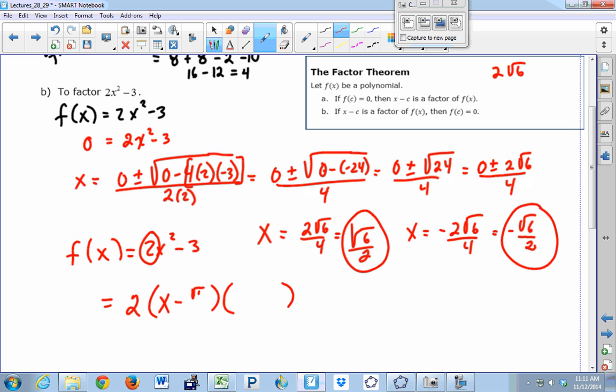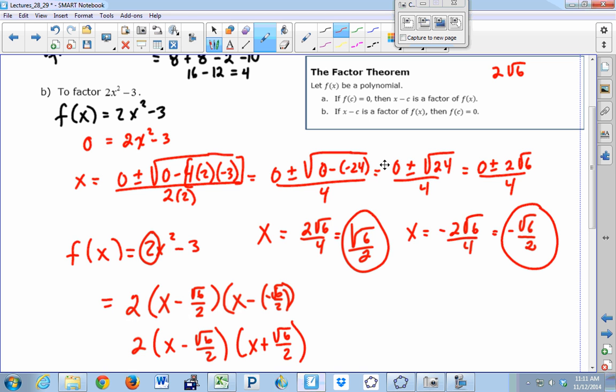x take away the square root of 6 over 2, and x take away a negative square root of 6 over 2. And remember, we simplify that to look like this. When we have a negative 0, we change our subtraction sign to a plus sign.